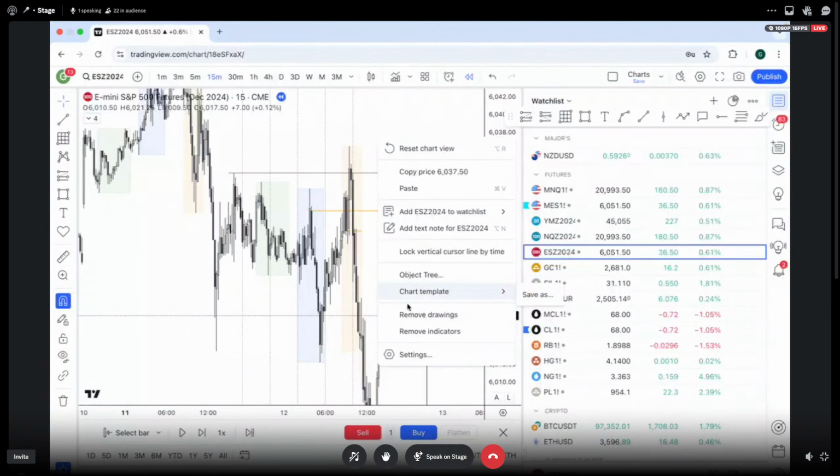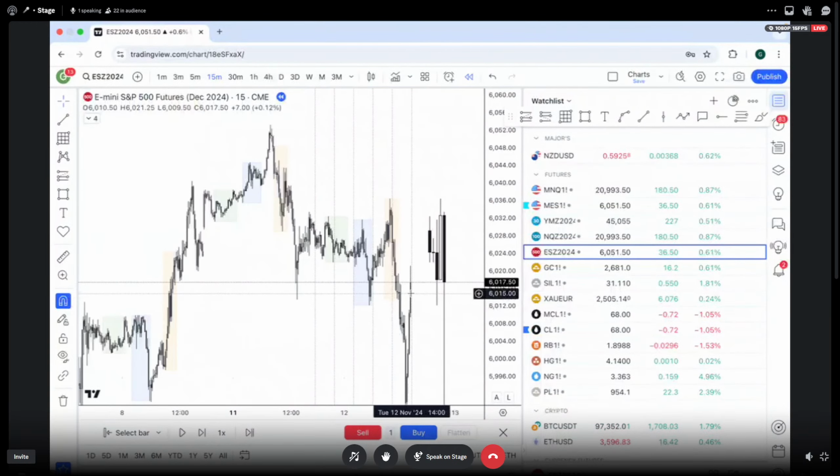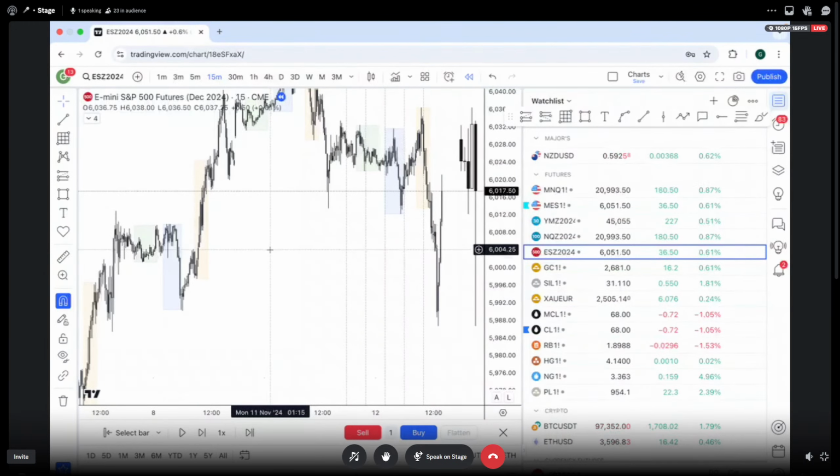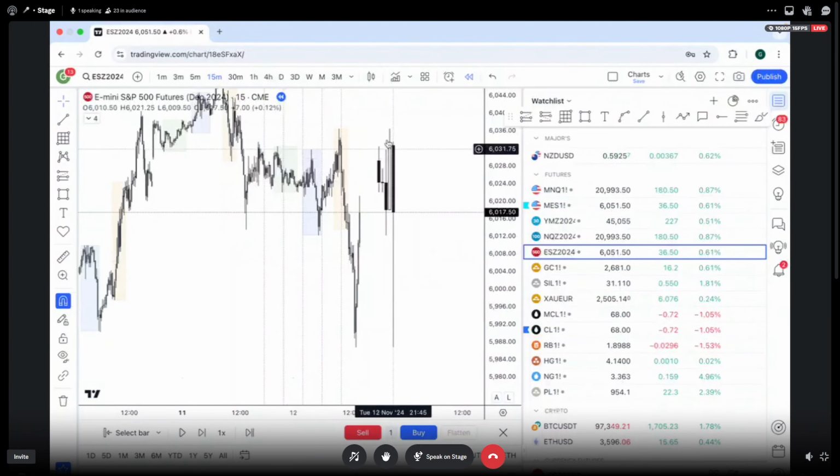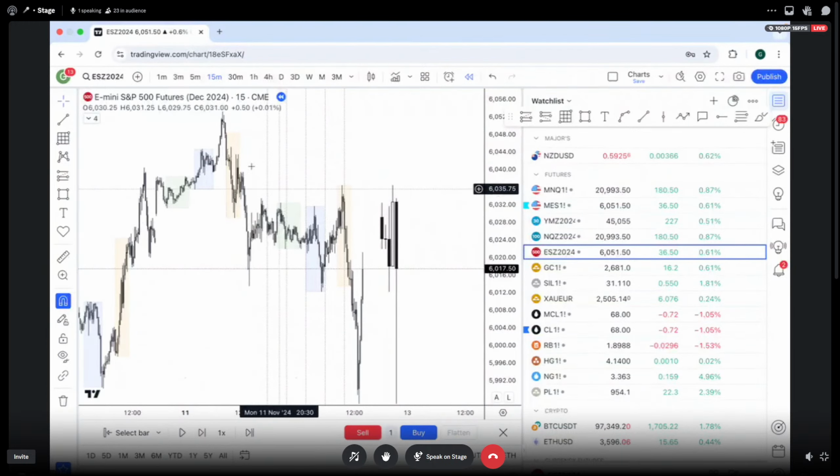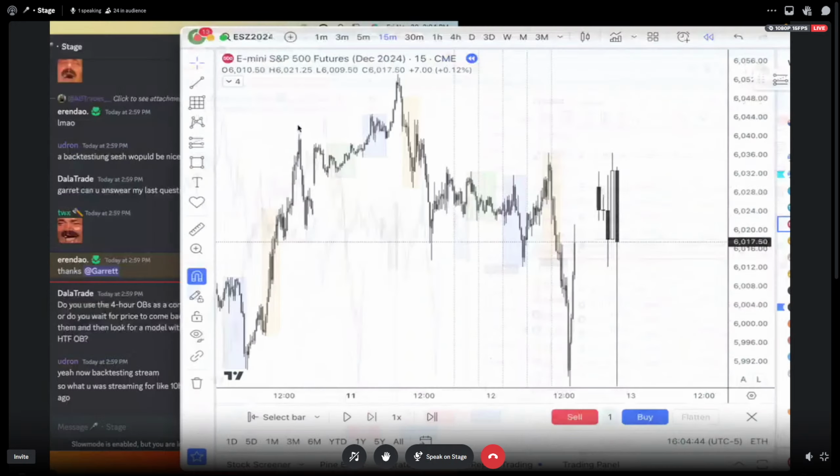So if you want to use my approach as simple as possible, it's going to be aligning expansion candles, and trading away from manipulation. That's it, to be honest.